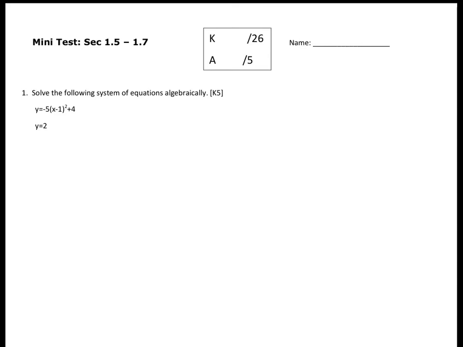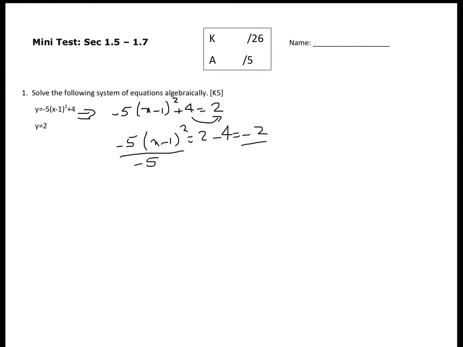Since both of them are equal to y, we can say that they are equal. So from here, I can write that negative 5(x minus 1) squared plus 4 is equal to 2. Now I'm going to bring 4 to the right. I get negative 5(x minus 1) squared is 2 minus 4, which is negative 2. I divide both sides by negative 5 to isolate x. This goes with this one, so I get (x minus 1) squared is equal to 2 over 5.